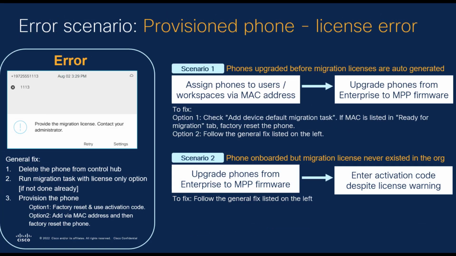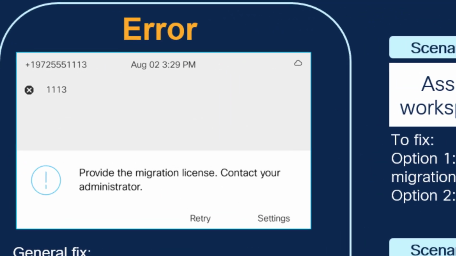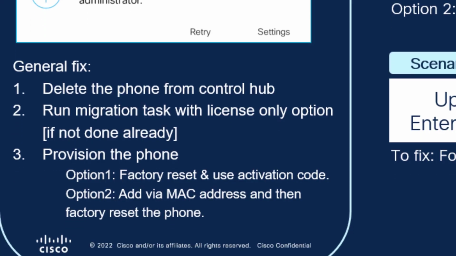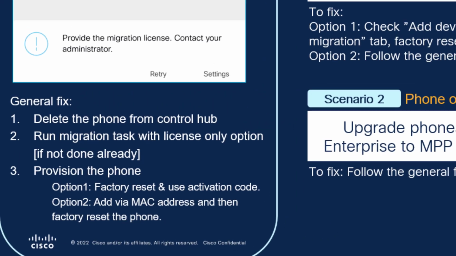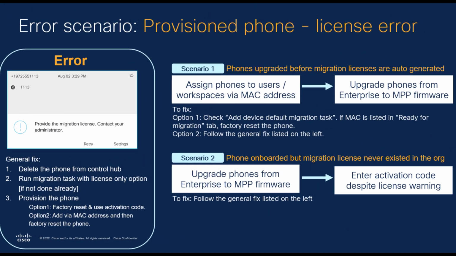Another error that you may see is a provisioning phone license error, such as provide the migration license, contact your administrator. Again, the general fix is the same as we looked at before. And a couple scenarios would be scenario 1, the phone's upgraded before the migration licenses are auto-generated. For that, you would do option 1 and option 2 listed here. And then for scenario 2, the phone onboarded but migration license never existed in the org, the general fix would be listed on the left.